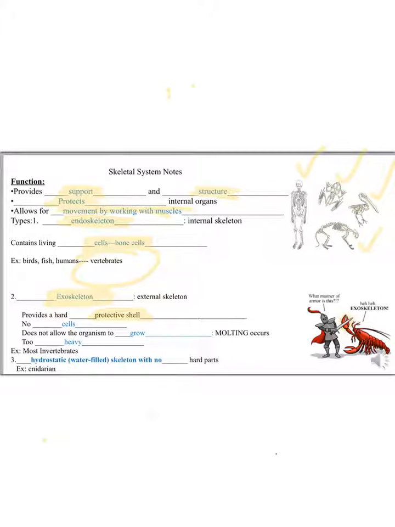A second way that they are different from each other is that an exoskeleton is not made up of cells. There are no cells in an exoskeleton. It's made up of different compounds, whereas an endoskeleton is made up of bone cells.